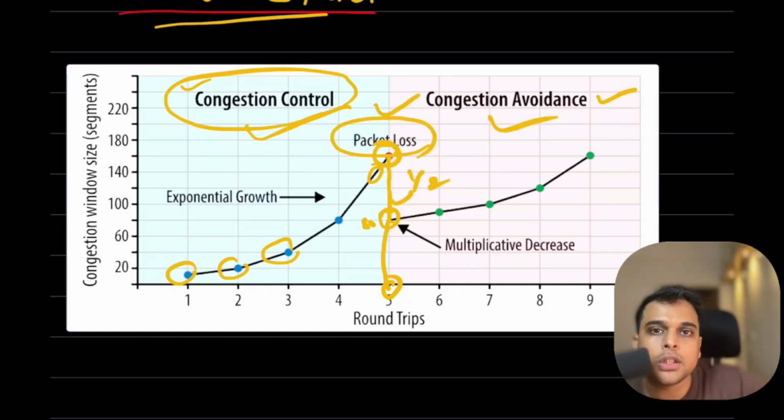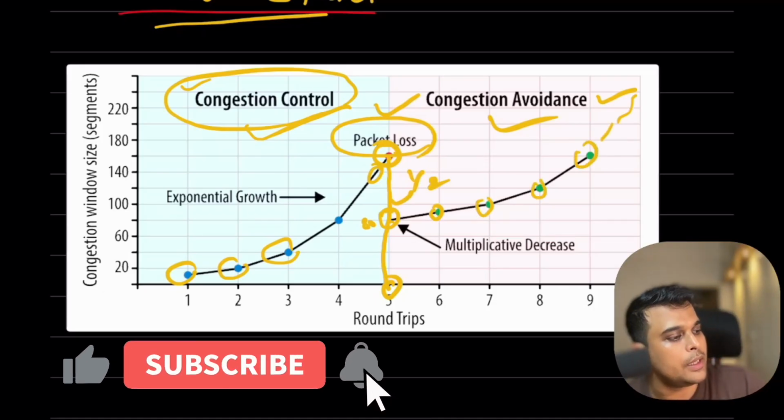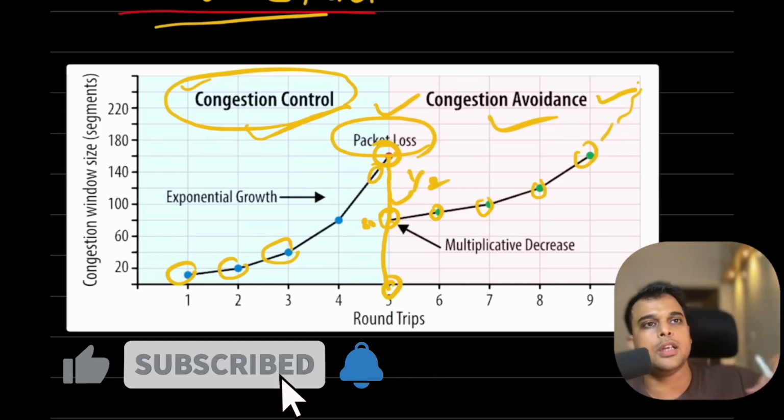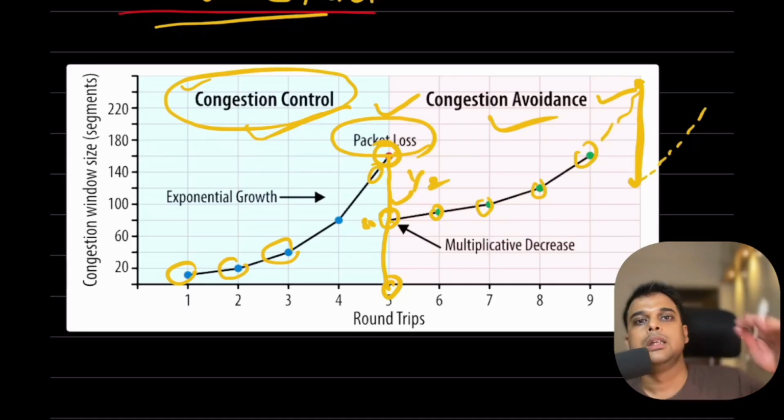From there, again, it will start slow. It will again reach 90. If it finds that it is okay, then in the next round trip it will slowly increase, let's say 10 segments or 20 segments, and it will keep on increasing. It will grow exponentially until it reaches a packet loss position. Let's say here again packet loss is happening. Immediately it will switch to congestion avoidance, and it will again slowly start sending the segments.